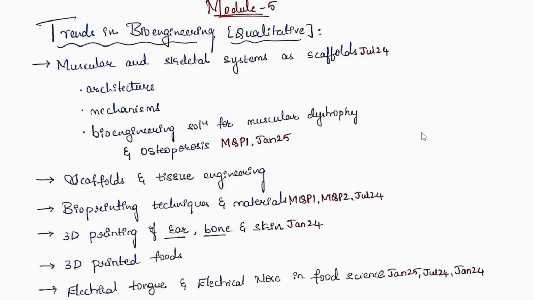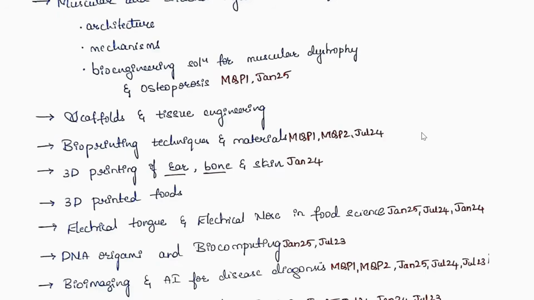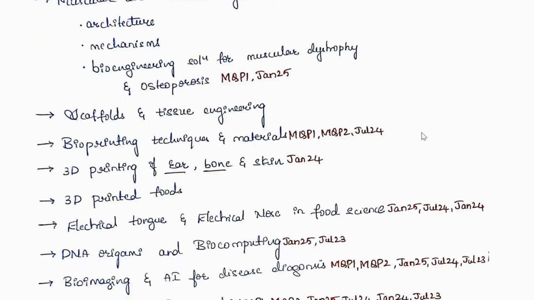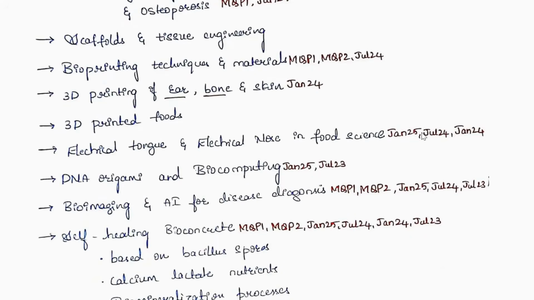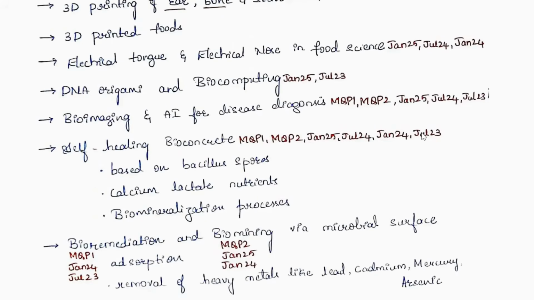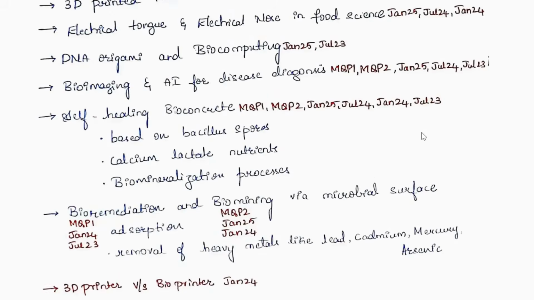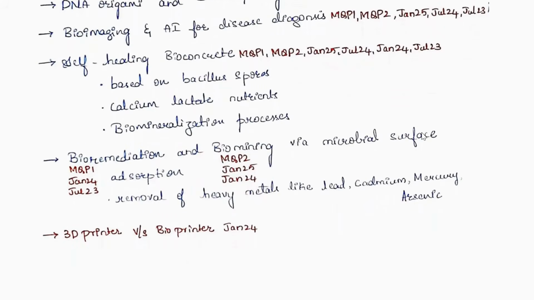The first concept is muscular and skeletal systems as scaffolds, where you'll be learning architecture and mechanism, bioengineering solution for muscular dystrophy and osteoporosis, then bioprinting techniques and materials, 3D printing of ear, bone, and skin, 3D printed food, electrical tongue and electrical nose in food science, DNA origami and biocomputing, bioimaging and AI for disease diagnosis, self-healing bioconcrete, then bioremediation and biomining via microbial surface adsorption, then removal of the heavy metals like lead, cadmium, mercury, and arsenic.